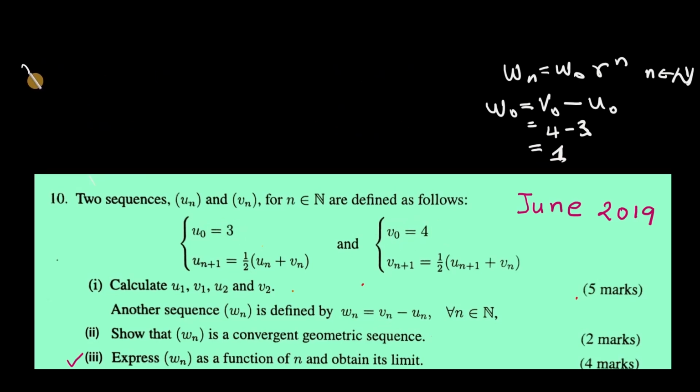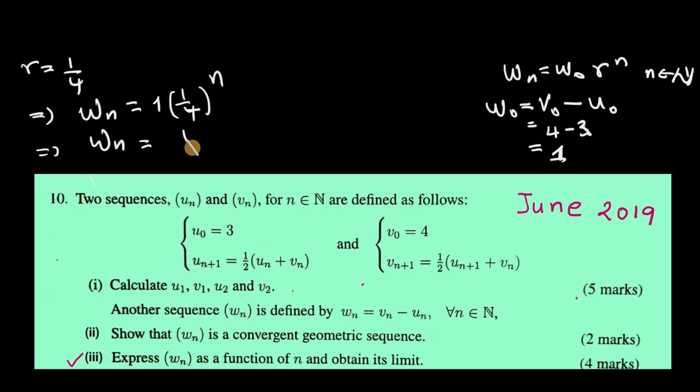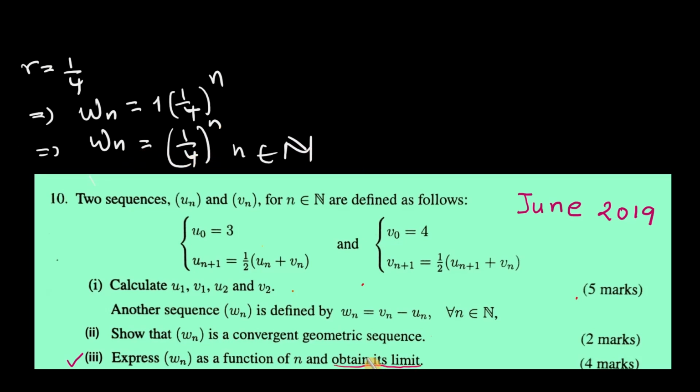From Roman 2, r was equal to 1/4. That means Wn is equal to 1 into 1/4 to the power n. That is, Wn is equal to 1/4 to the power n, where n belongs to the set of natural numbers. So we have expressed Wn in terms of n as required. We also need to obtain the limit of Wn.